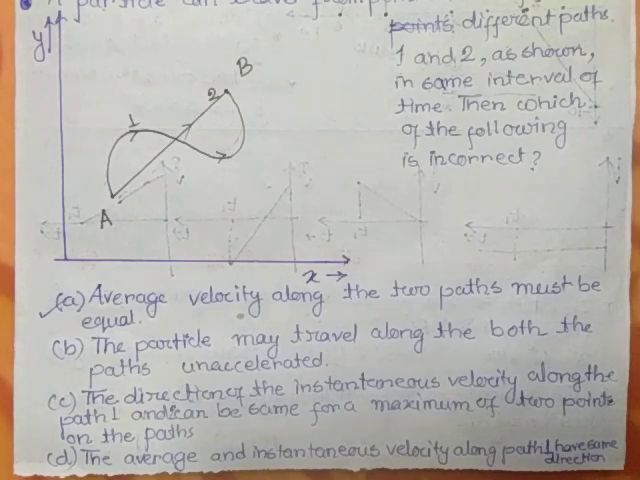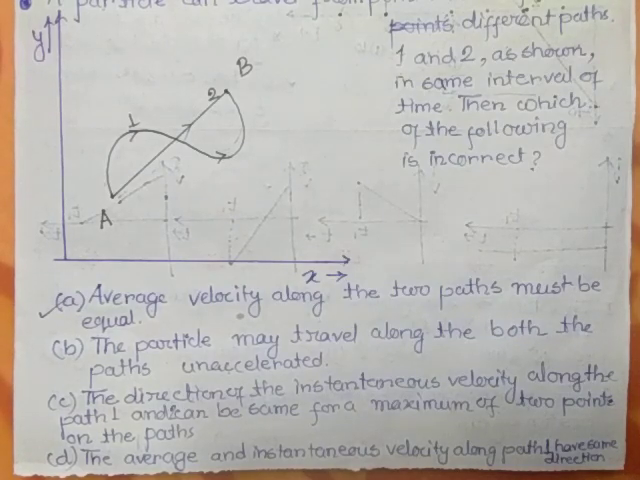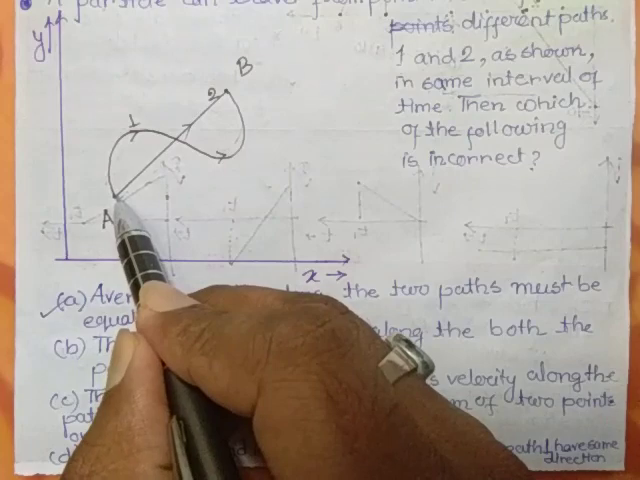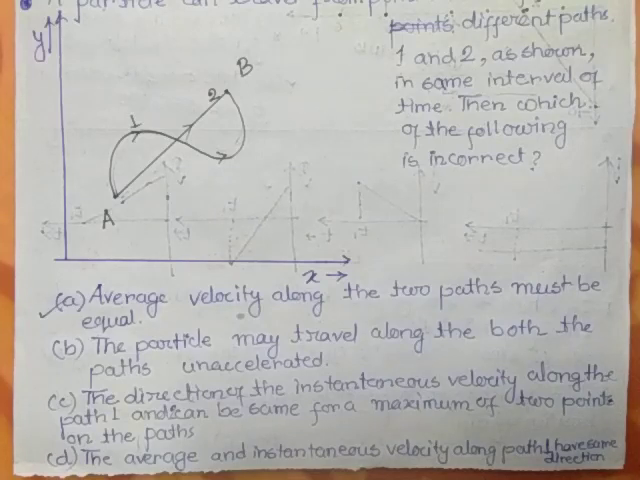The particle may travel along both the paths unaccelerated. You can say this, because this is representing the two paths. Both paths unaccelerated, without any acceleration. Here if I say that is the path, there will be a direction change in velocity, so it does not carry any sense. I think no information about the acceleration is given here. Let us check it later.